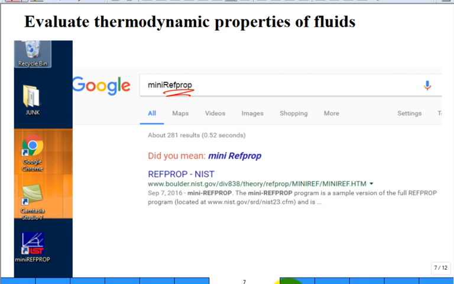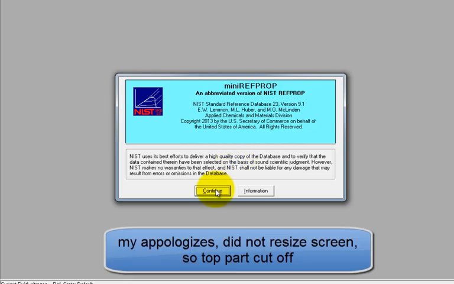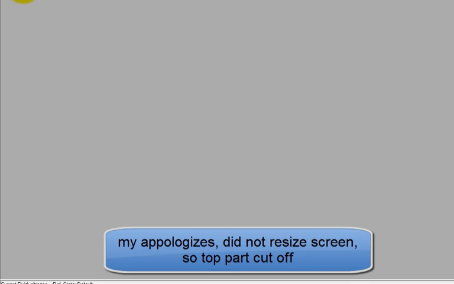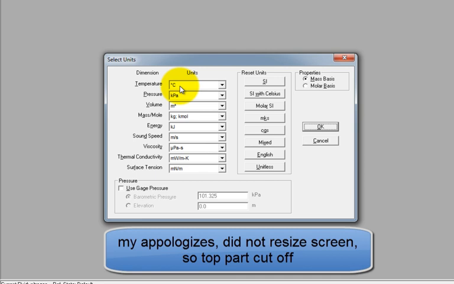So we come out to the software. I have it right over here, so we open it up. And yeah, we're using a student version. So options, units. I like degree C. If it's not degree C, change it. I like kilopascal. If it's not there, change it. If you get to a set of units you like, you can actually set this as your default, but that's okay. We'll just say okay.